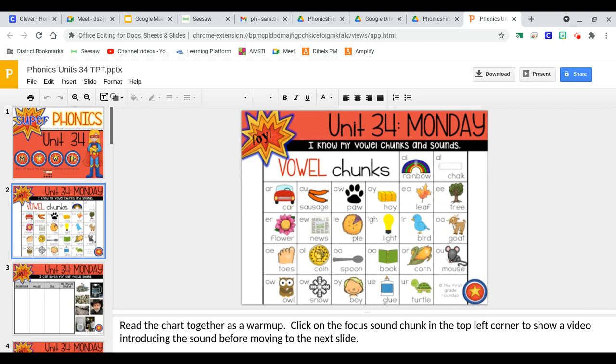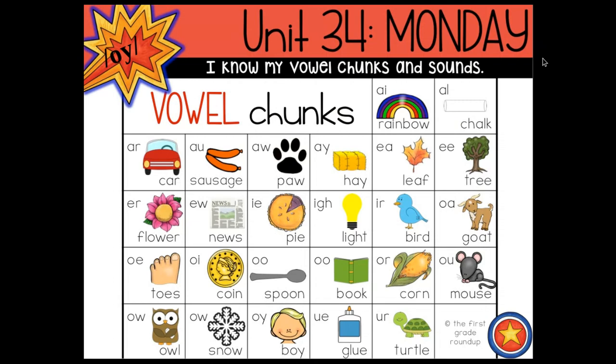Okay, so here are our vowel chunks. We've got all different kinds. Let's make it just a little bit bigger so we can see. We are going to start with our vowel teams that we already know. So we have AI, like rainbow, it makes the A sound. We have AY, that also makes the A sound, long A.